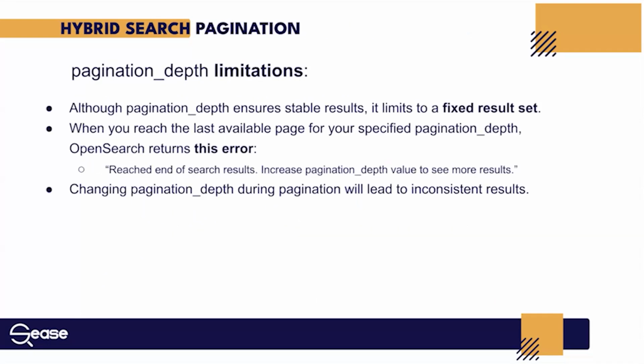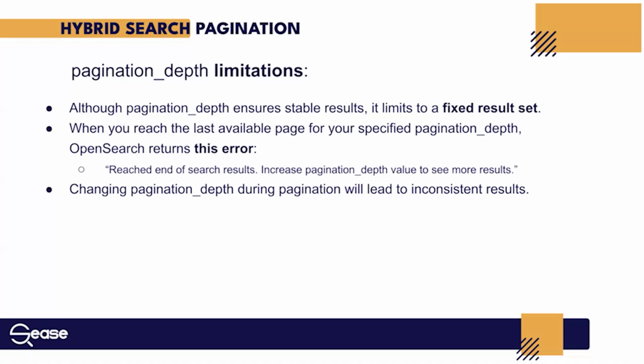So yeah, pagination limitation is the one because of the fixed number. If we reach the last available page and then we get this error, we have to increase the pagination variable.